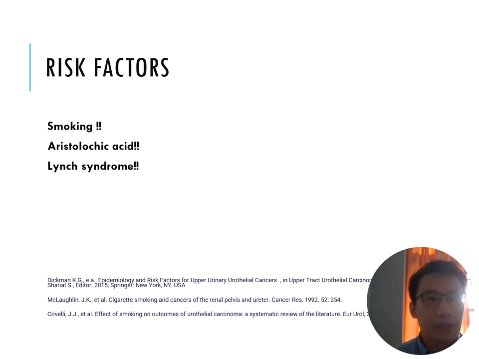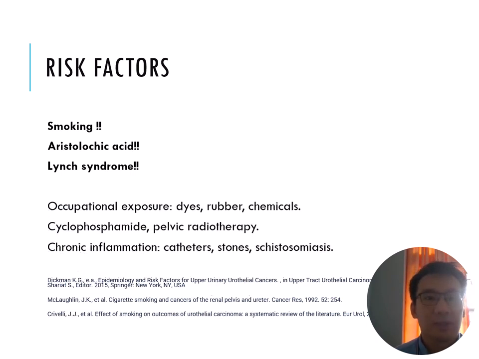The identified risk factors for urothelial cancer: environmental risk factors will be smoking and also aristolochic acid, and genetically Lynch syndrome. I know there are quite a few risk factors that we will always ask patients with urothelial cancer. However, occupational exposure, cyclophosphamide, and chronic inflammation have no proven study or evidence as risk factors for urothelial cancer. So the risk factors with evidence for urothelial cancer will be smoking, aristolochic acid, as well as genetically Lynch syndrome.